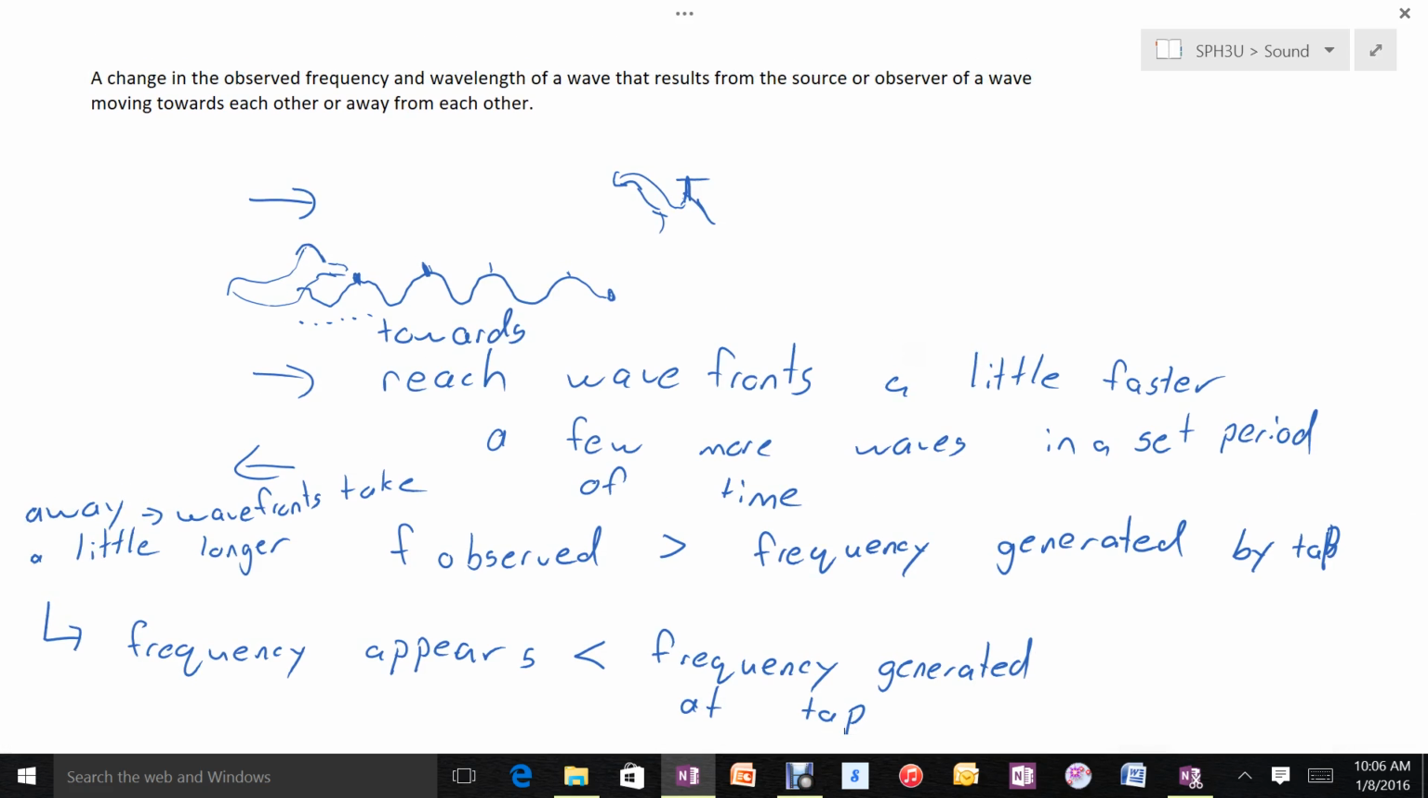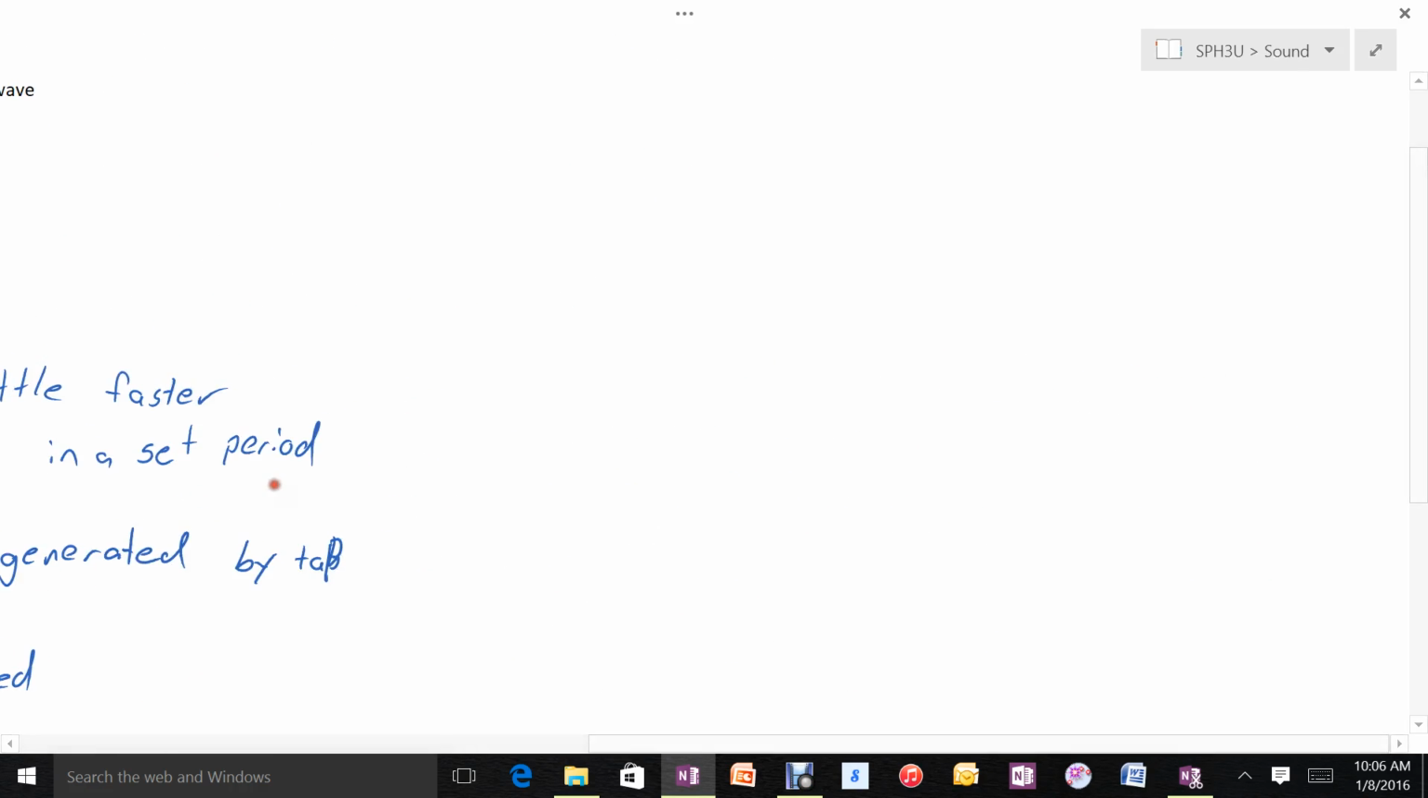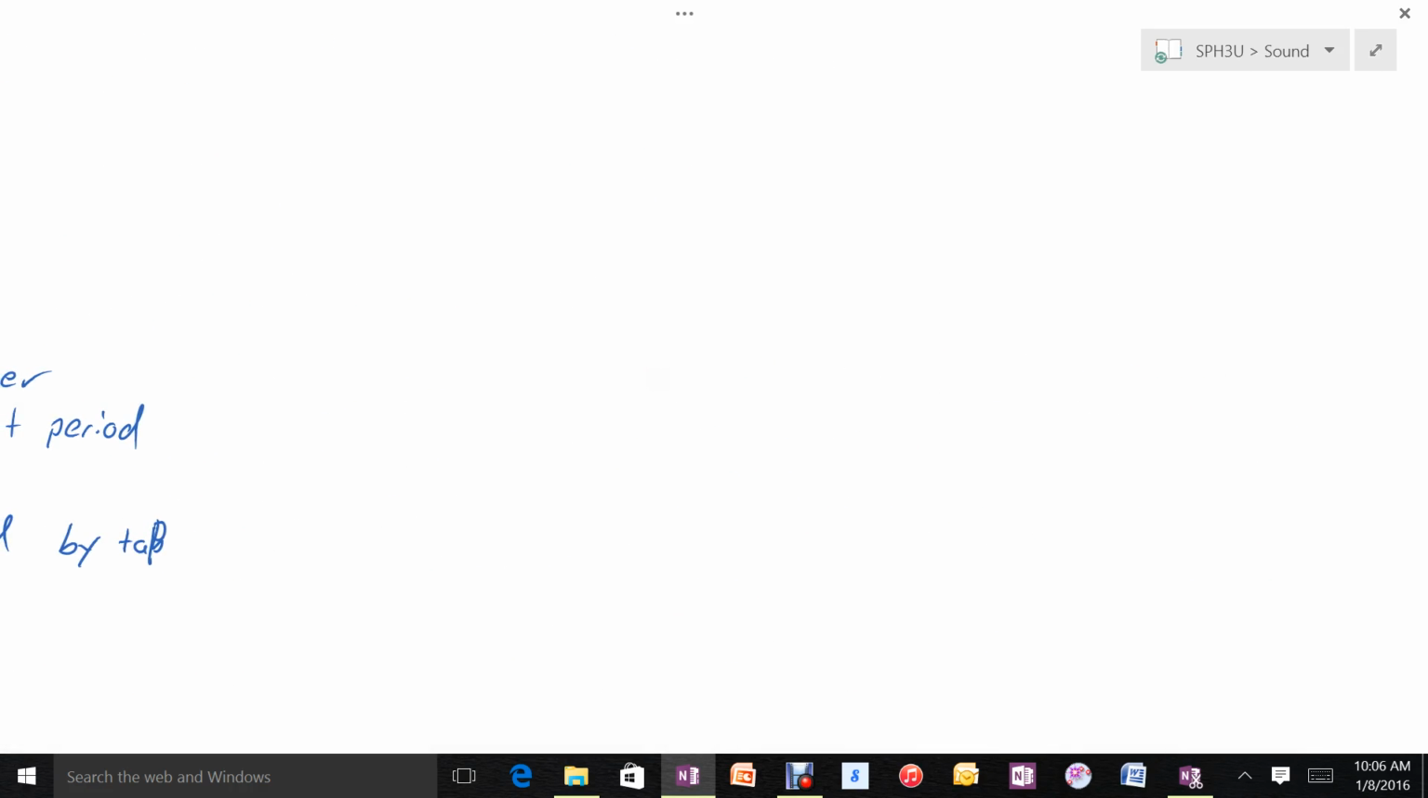So that's if we imagine the person observing the sound is moving relative to the generated sound, either moving towards, increasing the frequency, or moving away, decreasing the frequency. So towards is an increase and away is a decrease. But we can make a similar argument if we imagine the motion of the source itself.